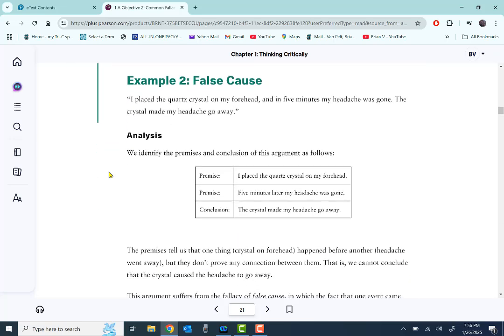False cause. I placed the quartz crystal on my forehead, and in 5 minutes, my headache was gone. The crystal made my headache go away. So what are the premises here? Well, they've got them listed right there. They put the crystal on their head, and their headache went away. Now, the conclusion was, therefore, the crystal was the reason my headache went away. That's not supported by this.